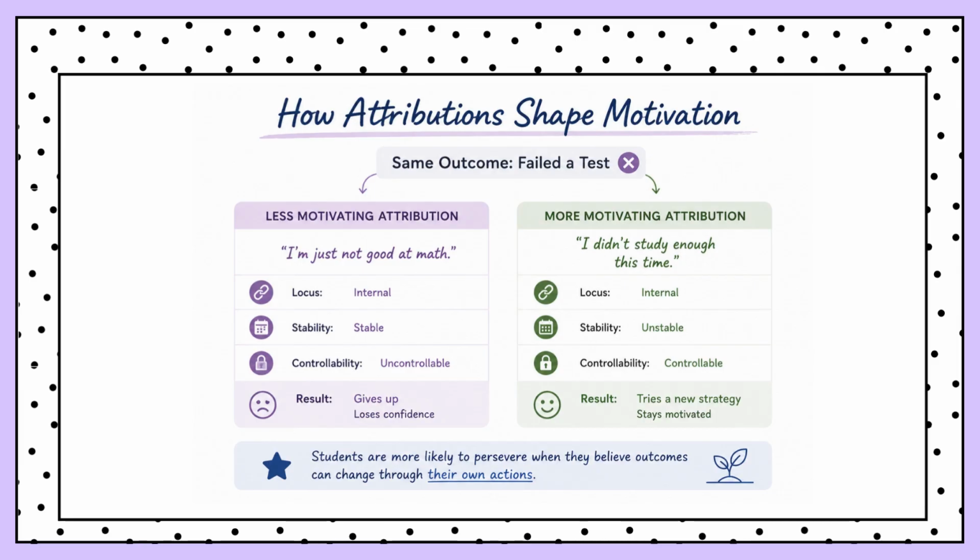According to Wiener's causal attribution theory, the way students explain success and failure has a powerful impact on what they do next. As educators, we may not be able to prevent every setback our students experience, but we can help them see those setbacks as opportunities to learn rather than evidence that they can't succeed. That shift in thinking can make all the difference in whether a student gives up or keeps going.